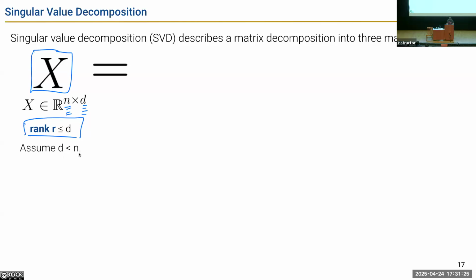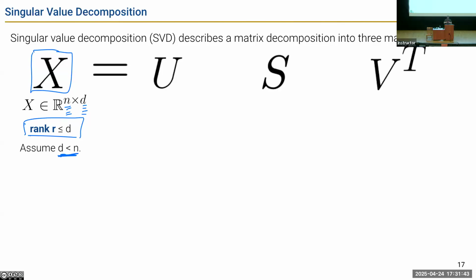And then we're also going to assume that we have way more data points than features, which is the typical case in Data 100. We're going to have just a handful of features, a handful of columns, but we're going to have a ton of data. If that's not the case, SVD changes a little bit. We're not going to worry about that in Data 100.